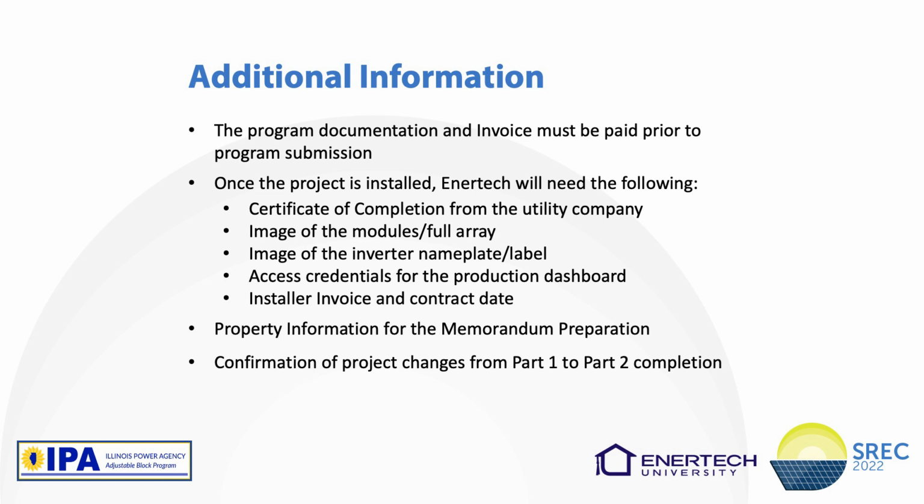Once the project is installed, Enertech will need the following: certificate of completion from the utility company, the image of the modules or the full array, the image of the inverter nameplate containing the serial number, the access credentials for the production dashboard, whether it be SolarEdge or Fronius or AP Systems, or any other system chosen to monitor the project, and the installer invoice and contract date. We will also need the property information for the memorandum to get that document prepared, and any confirmation of project changes that occurred from Part 1 to the Part 2 completion.